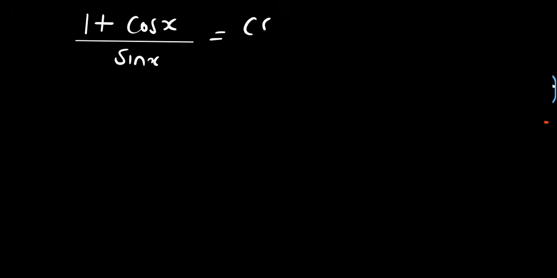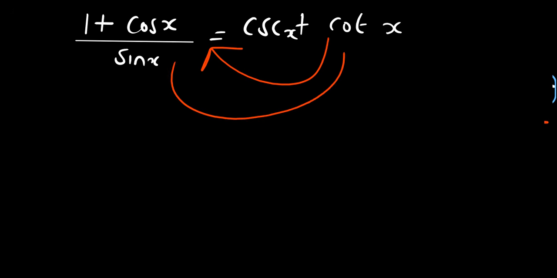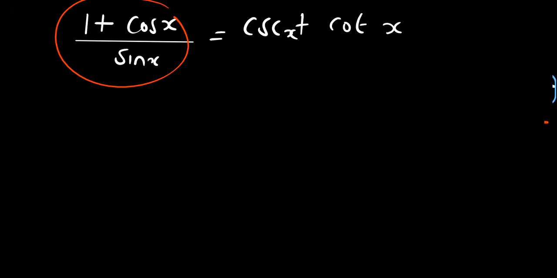Let's solve another example. How can you prove, let's say, 1 plus cos x over sin x is equal to cosec x plus cot x? There is x throughout. So how are you going to solve this one? You can go either from this to that or from that to this. I think it is simpler for me to go from this to that.